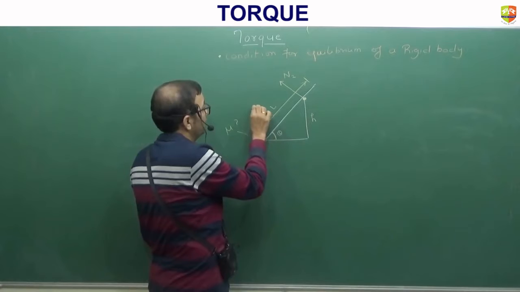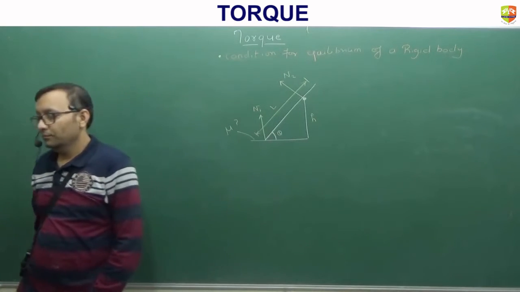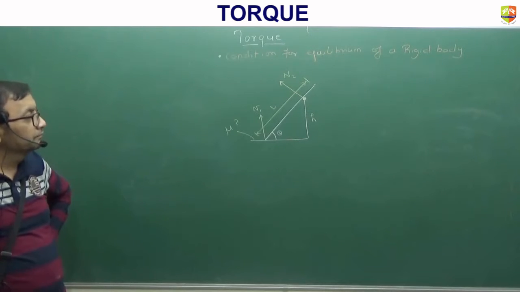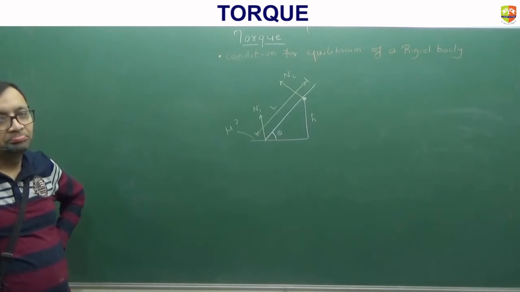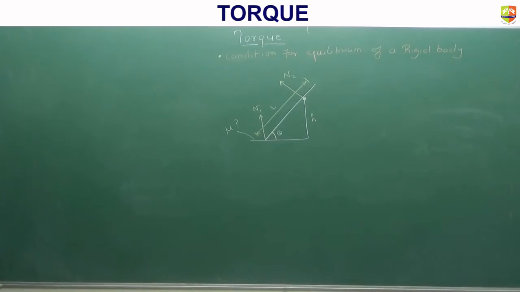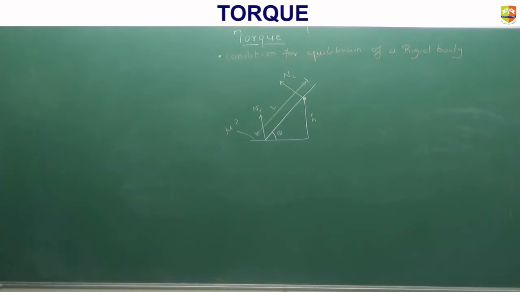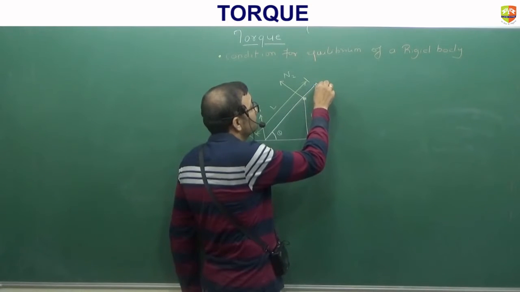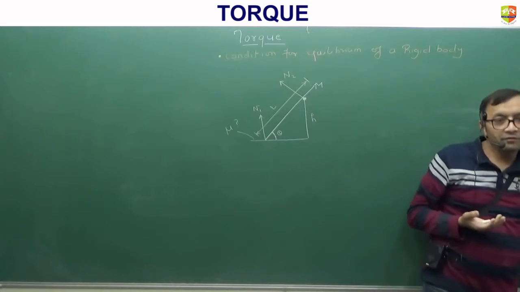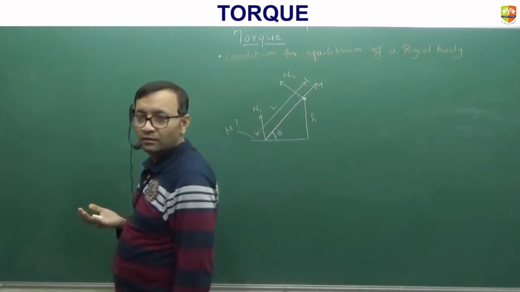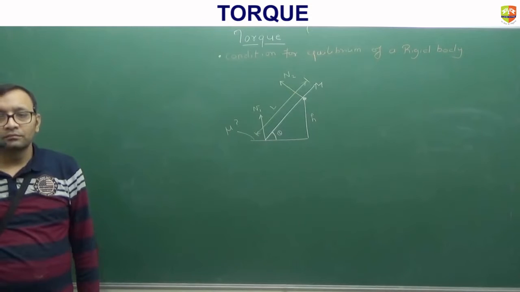This is N2, this is N1. Getting cos square theta by 2 sin theta? No, it is a complicated expression actually. The rod has mass, okay? If a rod doesn't have mass, then theta can be anything. Your N2 sin theta by mg.